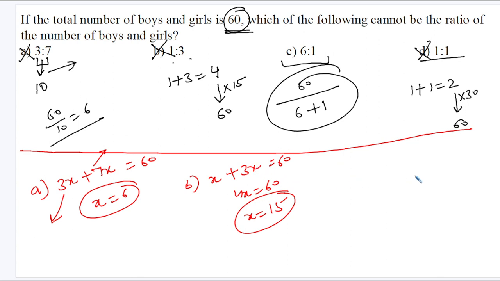that's 45. In case of D, it's a 1 is to 1 ratio, so x plus x is equal to 60, so you'll get x is equal to 30. So 30 and 30 are the numbers of boys and girls.